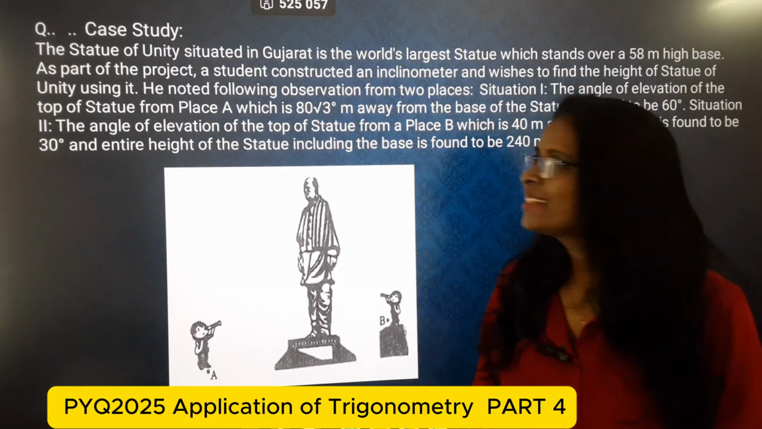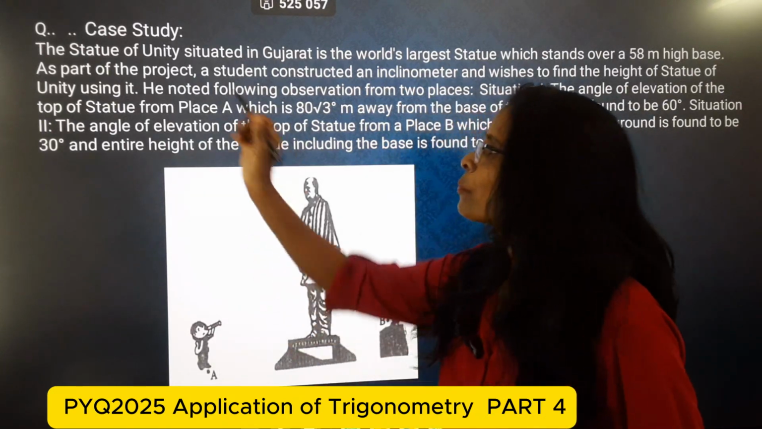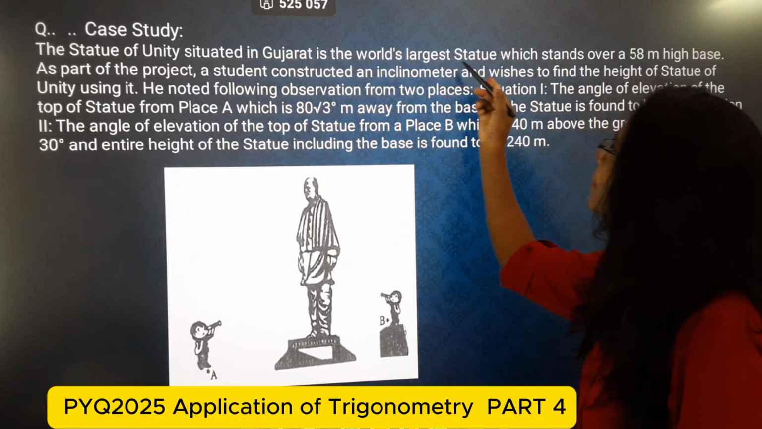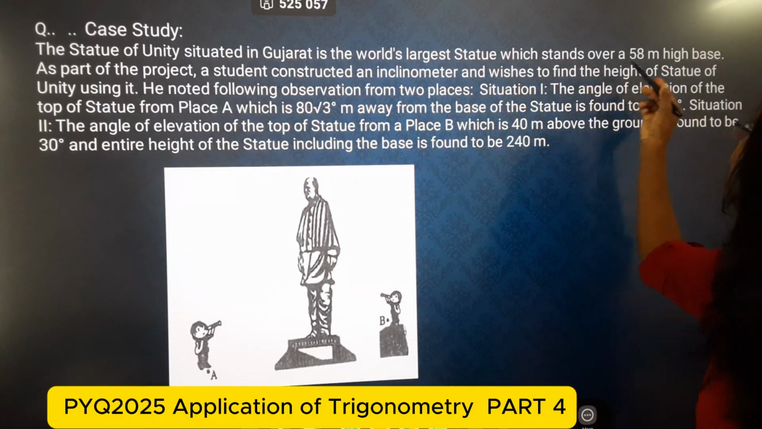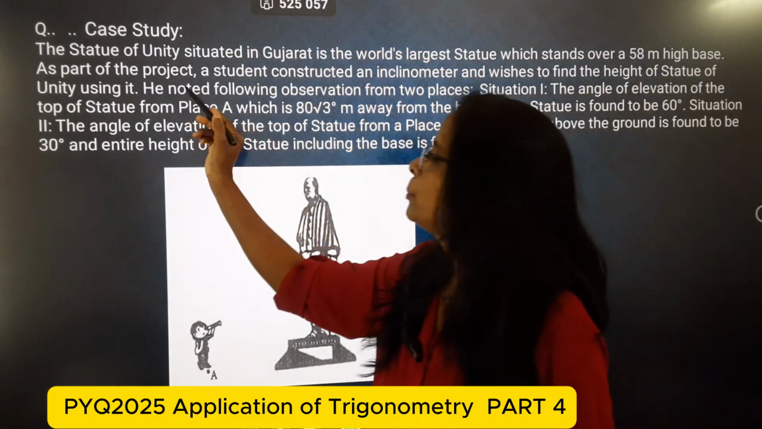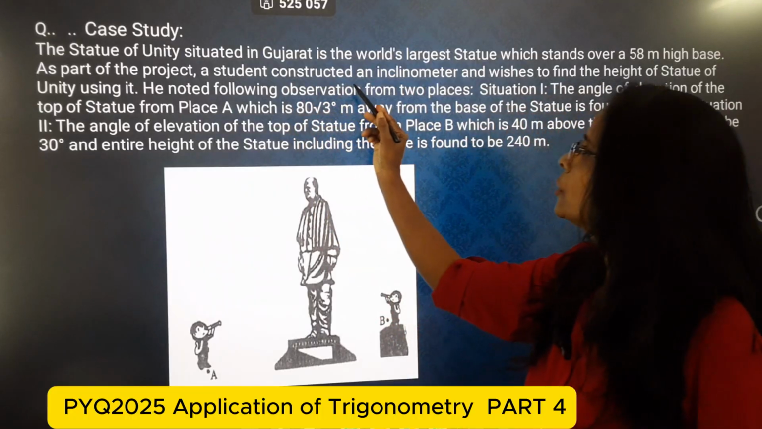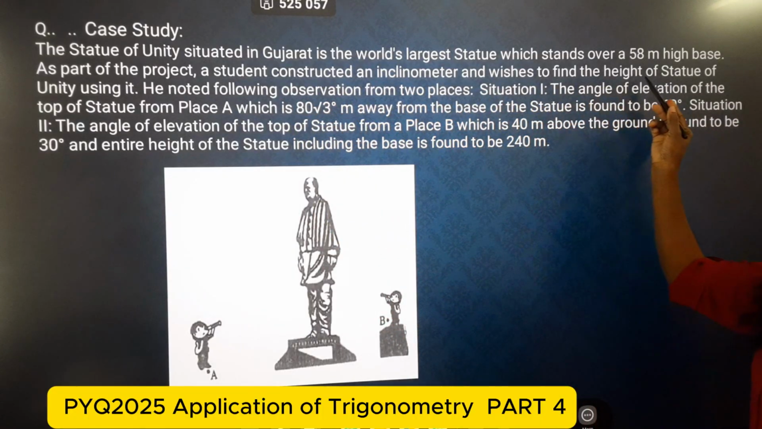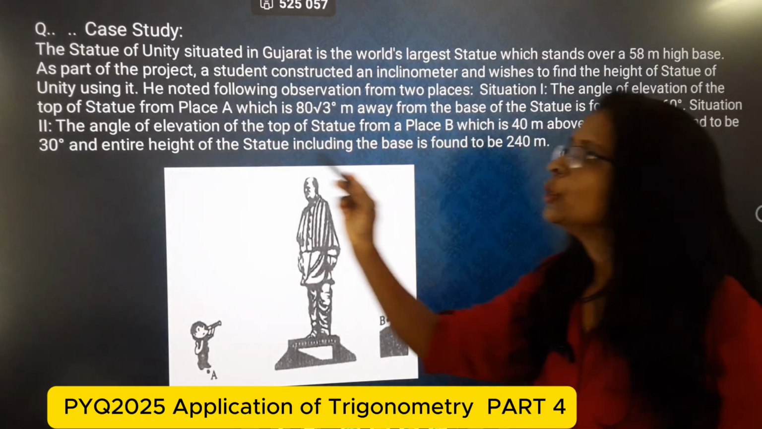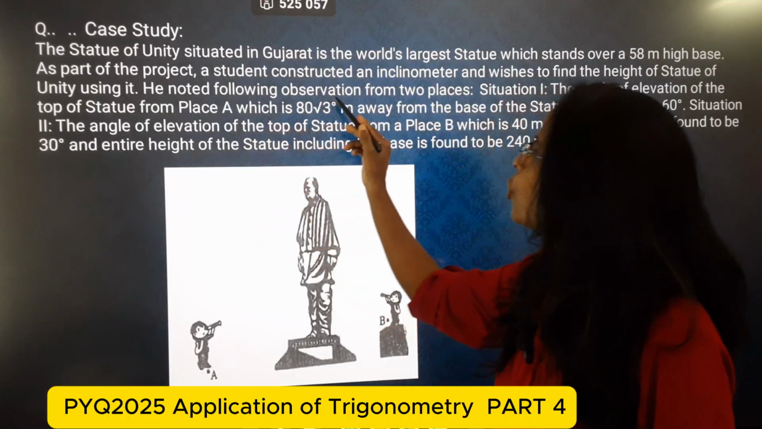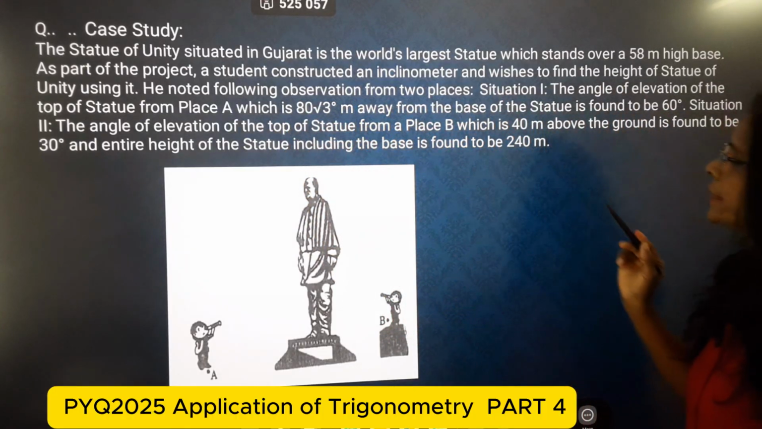Next question, students, about the case study. The Statue of Unity situated in Gujarat is the world's largest statue, which stands over a 58-meter high base. As part of the project, a student constructed an inclinometer and wishes to find the height of the Statue of Unity using it. He noted the following observations from two places.